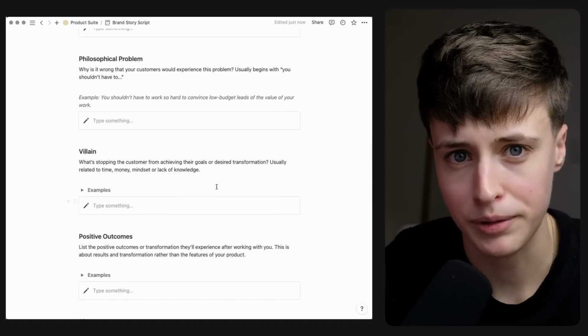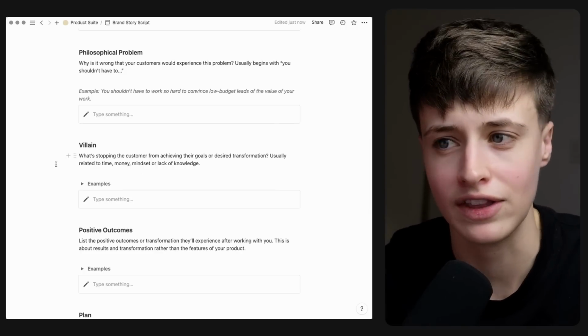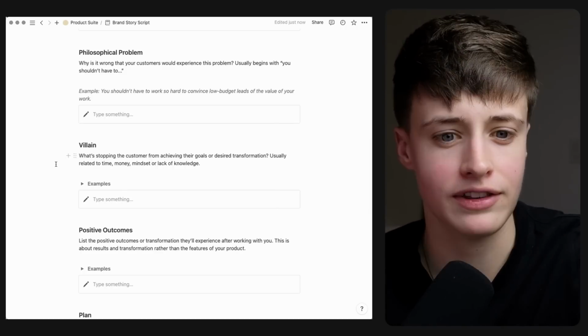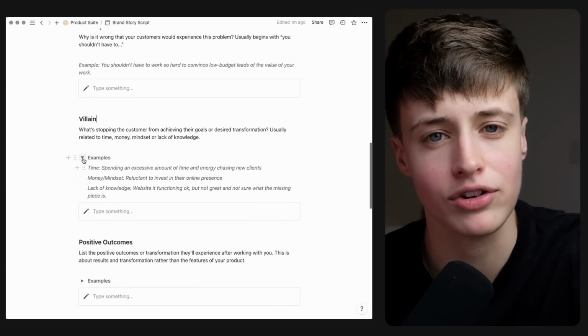And so the last problem here is the villain, and this is basically the thing that's stopping your clients achieving their goals or their desired transformation. This is usually related to time, money, or lack of knowledge, and so I've left a few examples here to help you out.